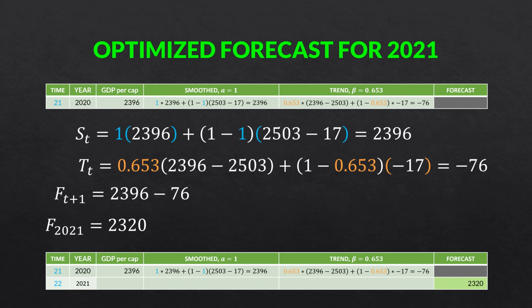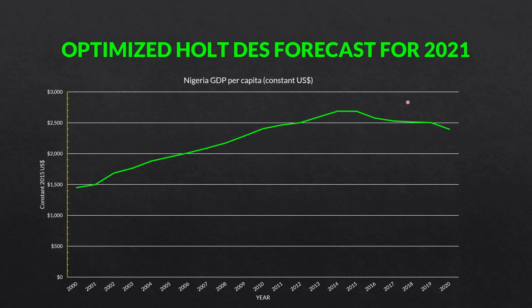Now let's compare that to our non-optimized forecast. Let's compare non-optimized and optimized on our chart. So the first value here in the pink is our optimized value of $2,320. The gray dot is the non-optimized value of $2,363. There is not much difference between those two, but there is a difference. And remember, even though the difference is not a lot, that's due to chance because we picked alpha and beta completely at random. If we picked worse numbers for alpha and beta, the difference between these two would be greater.